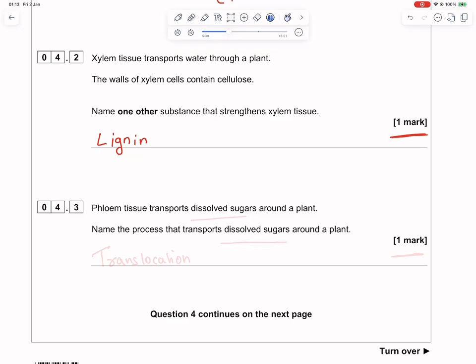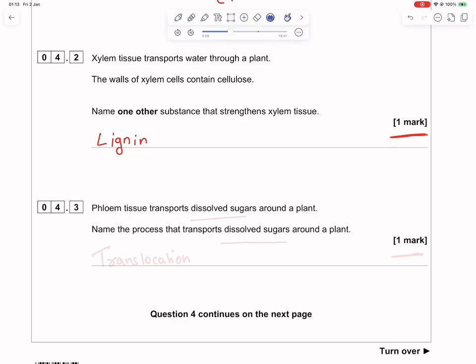Many students I have seen as an examiner write calcium or cellulose. They will not get you any marks. It's only one word, lignin, which is the correct answer. Well done if you got that right already. Let's move on to 4.3.